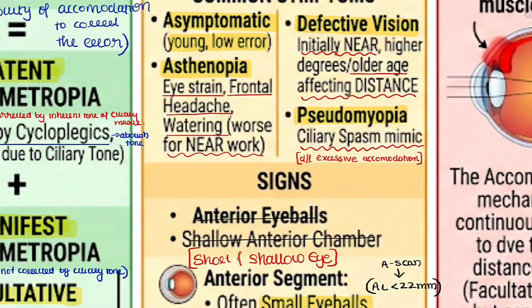Here initially it will be near vision, but when the person grows older or in higher degrees of hypermetropia, distant vision can be affected also. Then there can be pseudomyopia, that is due to intense ciliary muscle spasm. Due to excessive accommodation, there will be intense ciliary muscle spasm, and that can lead to myopia, that is known as pseudomyopia. So it can be a symptomatic asthenopia leading to eye strain, headache and watering during near work, and distant vision. Initially near vision will be defective, then the distant vision can become defective, and pseudomyopia due to intense ciliary muscle spasm due to excessive accommodation.